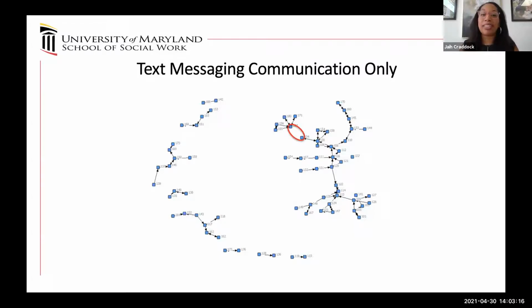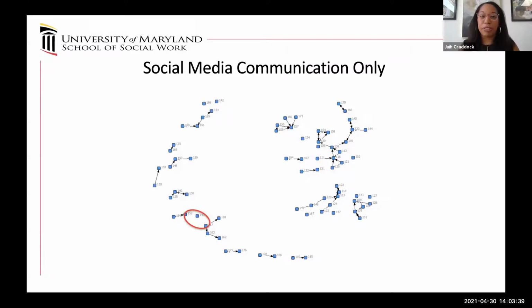Okay, and then when we look at text message only, we can see that our larger component starts to break down and we lose a bridge. So it makes it a little challenging to reach more people. Say if we still selected those same 5 peer leaders to spread information, now we have a little challenge because we lost a group of young Black women that we can no longer reach. Go ahead and hit the next one and hit it one more time.